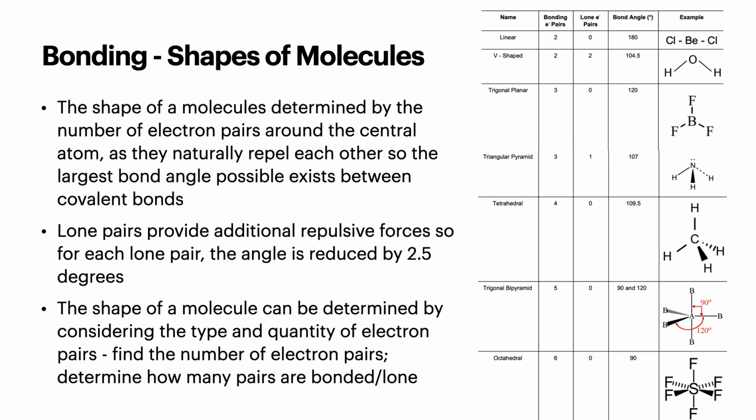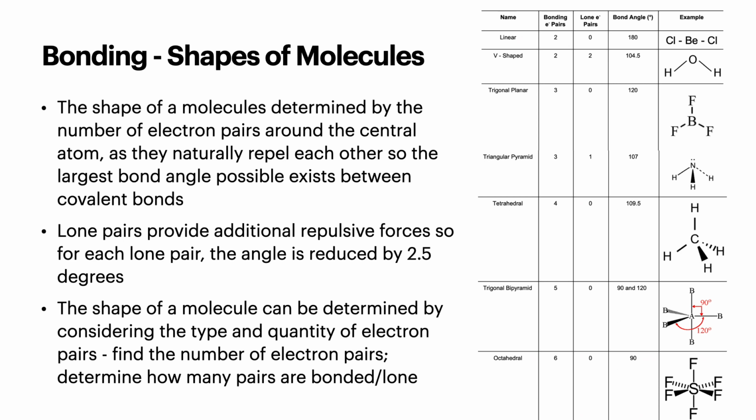Lone pairs provide additional repulsive forces, so for each lone pair, the angle is reduced by 2.5 degrees. The shape of a molecule can be determined by considering the type and quantity of electron pairs. So find the number of electron pairs and determine how many of these are bonded or lone. So you can see in the table here, you've got linear, which gives you 2 bonded pairs and a bond angle of 180. Then you've got V-shaped, so 2 bonded, 2 lone, to give an angle of 104.5.